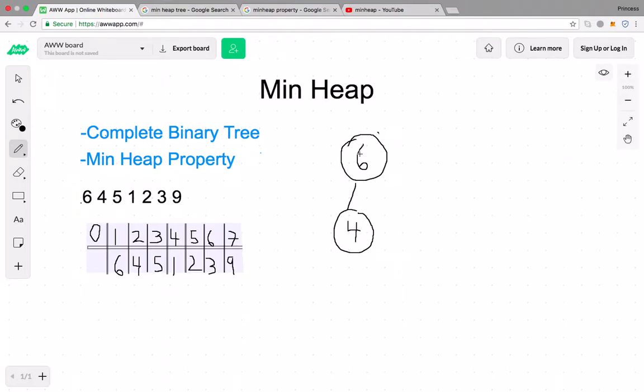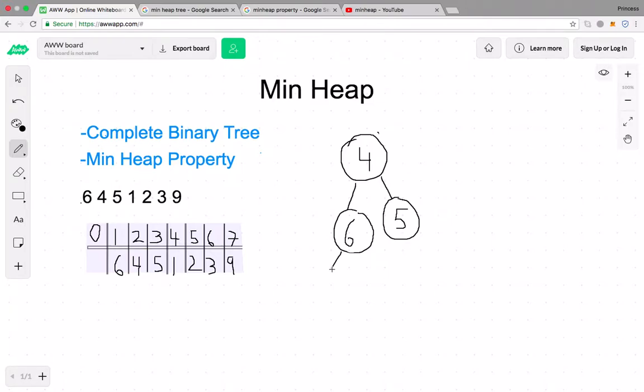However, here we already have a violation because 4 is not greater than or equal to 6, so we must swap these two numbers because we have a violation of the min heap property, which states that the children must have a greater than or equal to value than that of their parents. And so we insert the next number, which is 5. Is 5 greater than or equal to 4? The answer is yes, so there is no violation here.